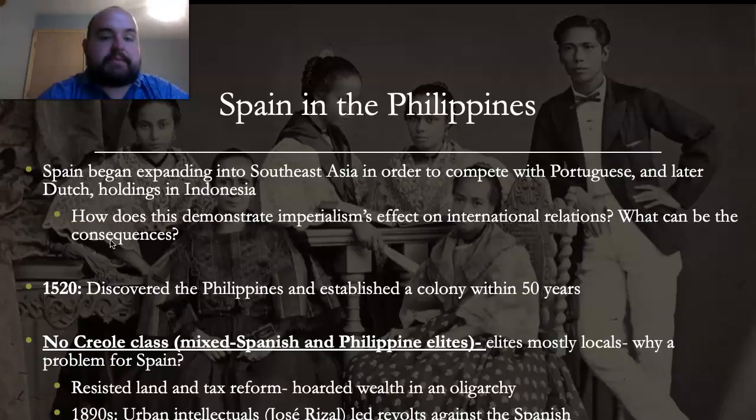Around this same time, Spain was starting to set up their colony in the Philippines. Spain began expanding into Southeast Asia in order to compete with the Portuguese and eventually the Dutch holdings in Indonesia. Again, how does this demonstrate imperialism's effect on international relations and what can be the consequences?